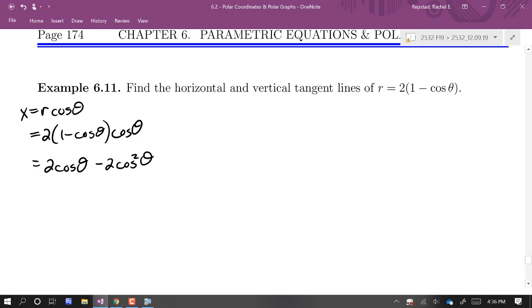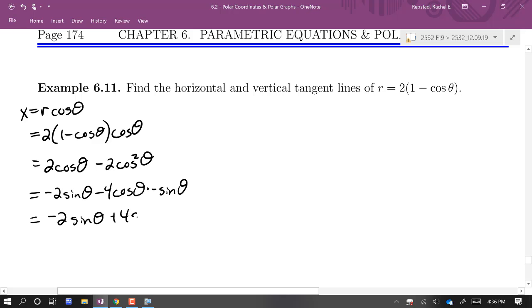I want to expand everything because I feel like it's easier to take the derivative that way. I don't use the product rule. If you like the product rule, definitely go for it. If we differentiate, we get minus 2 sine theta, and then minus 4 cosine theta times negative sine theta. So negative 2 sine theta plus 4 sine theta cosine theta.